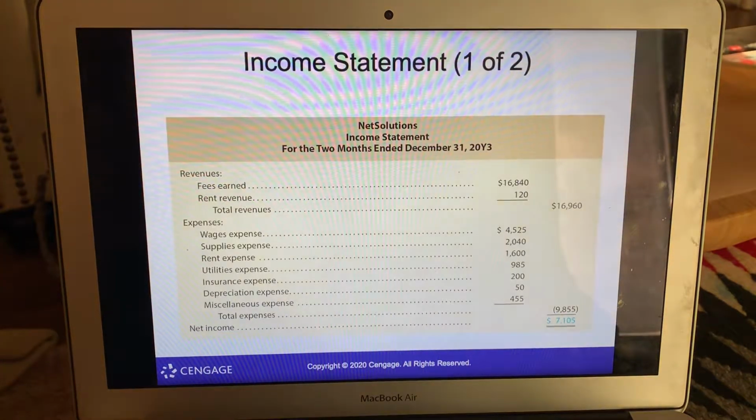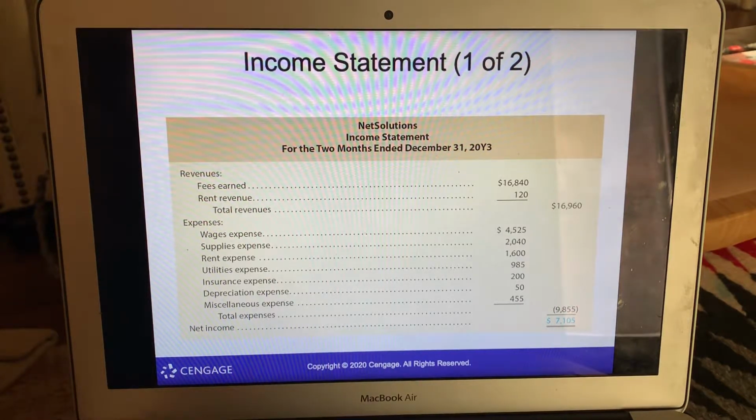Let's see, so the income statement, here's your revenues, fees earned, and then rent revenue, and then all of your expenses are listed. Now, I did see some homework where revenues were put together and expenses were put together. Please keep them separate. You need to list out each of your accounts separately. Your expenses need to be listed separately for tax purposes and things of that nature.